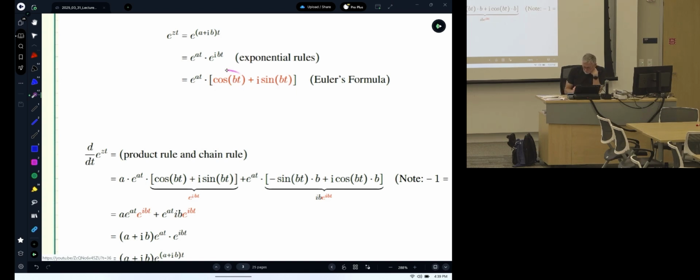And we know how to differentiate the real function cosine. We get minus sine. And then the chain rule, we need to bring a b out, okay? And we know how to differentiate the real function sine. We get cosine, and the chain rule brings a b out. So there's all of the terms.